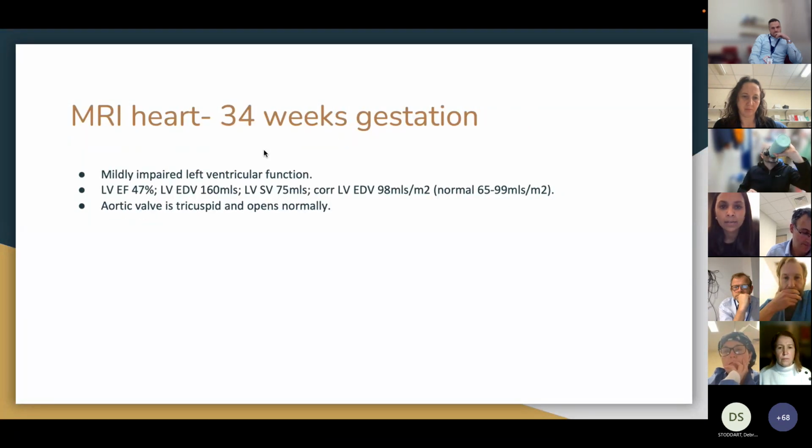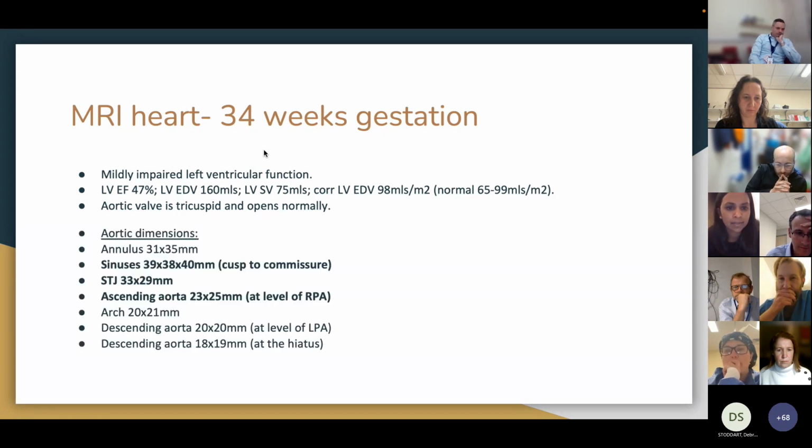She had an MRI heart very soon, 4 or 5 days after we saw her when she was 34 weeks. This confirmed a mildly impaired LV, ejection fraction of 47%. The aortic valve was okay, tricuspid, no regurgitation. And these were her aortic dimensions. The sinuses were 39 by 38 by 40. The STJ was 33 by 29, and the ascending aorta was 23 by 25. The descending aorta and the arch were fine.